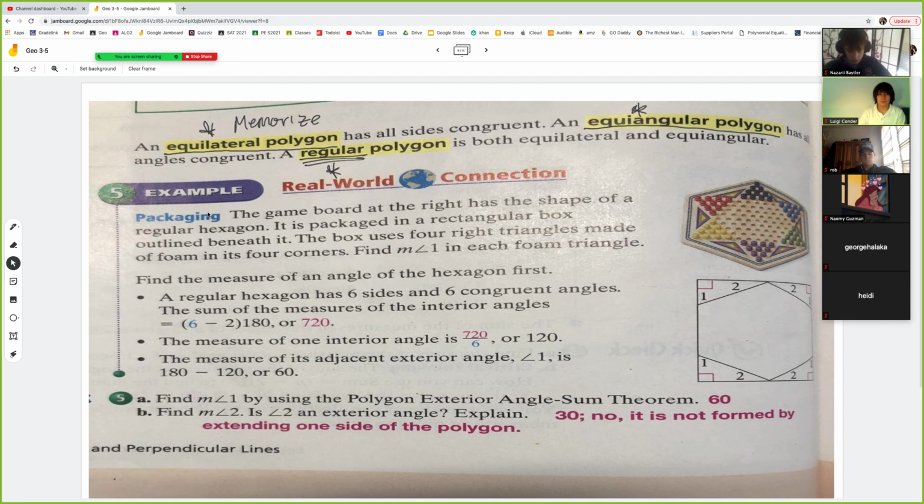The key is, the question says it is a regular hexagon. You need to know what that means. That means all the sides are the same and all the angles are the same. We just did the angle sum of a hexagon. We got 720. Now, if all the angles are the same, you can simply do 720 divided by 6, which is equal to 120. So each angle is 120.